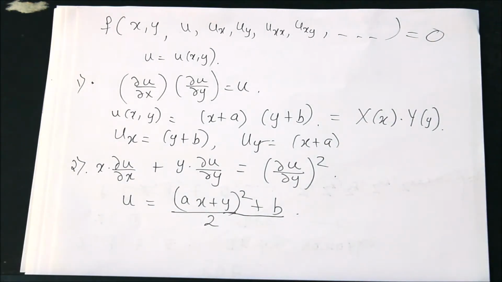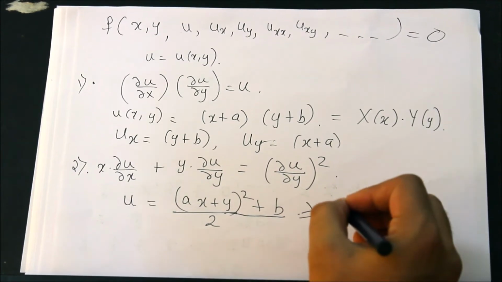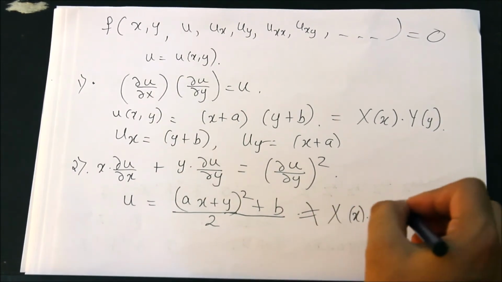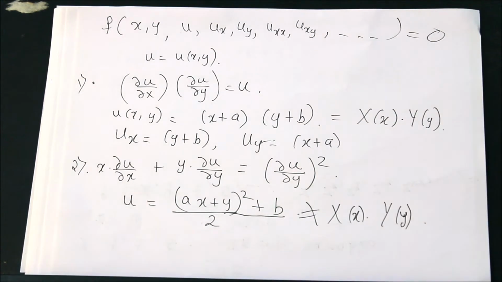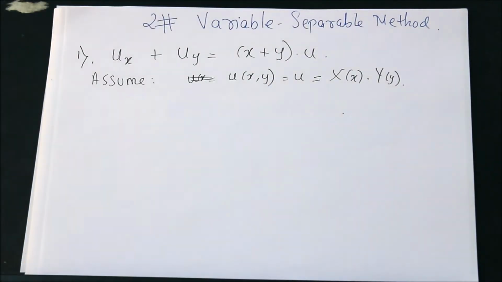But you cannot write this as some function of x into some function of y, because the first term is (a squared x squared plus 2a xy plus y squared plus b) whole divided by 2. So you cannot write something in terms of x into something in terms of y. Not all solutions can be written in this way, but many times, as I told you earlier, whenever you have a linear differential equation, you just give it a shot: if you assume it to be variable separable, can we find u? Yes, for linearity it works. So that's one thing. Now let's see some examples.